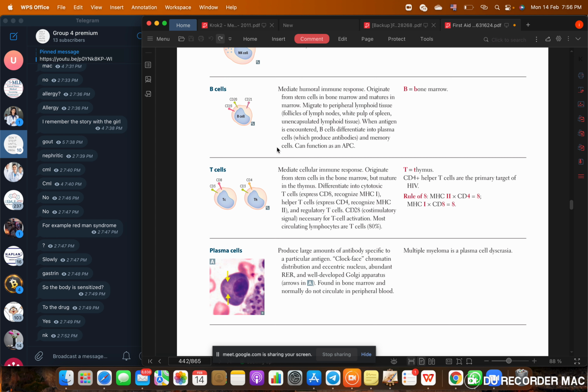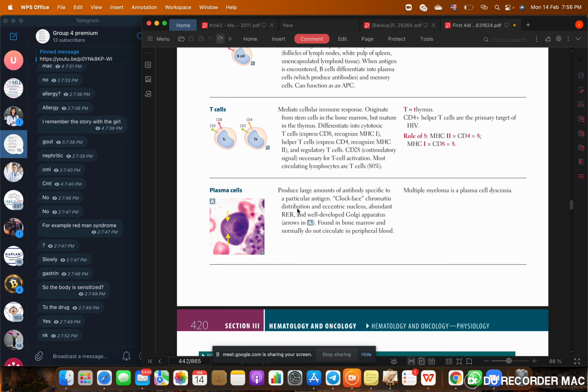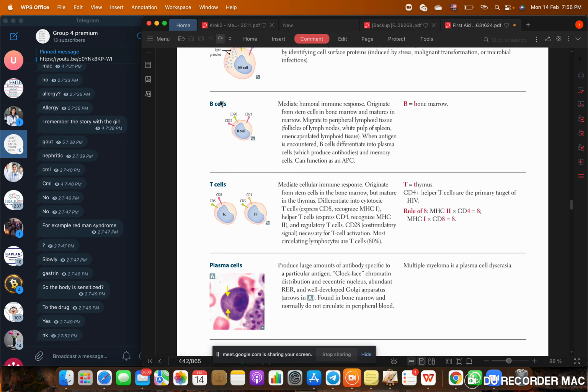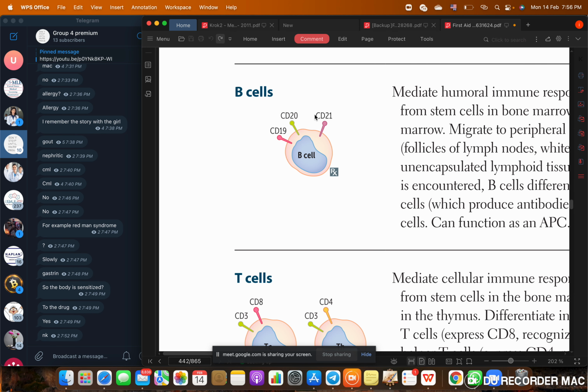If you get a question, which of the following can be a memory cell? Answers are B cell, T cell, B cell and T cells. The answer is B cell and T cells. Both of them can become memory cells. They can function as antigen-presenting cells. So for the T cells, they mediate cellular immune response and originate from stem cells in the bone marrow, but mature in the thymus. Yes, the T cell. Oh, before I forget, take a look at the CDs on the B cell. So they can be CD19, 20, CD21, and CD10.